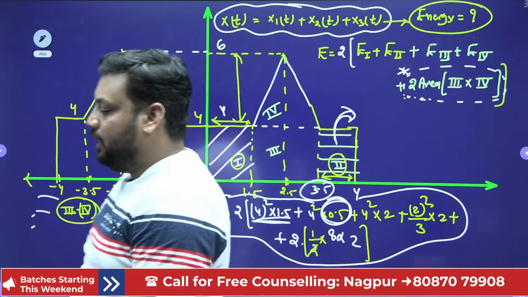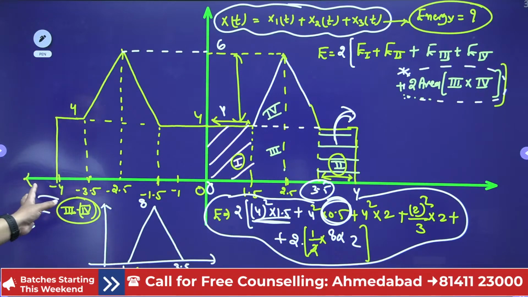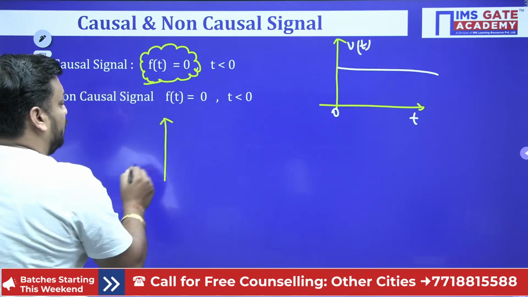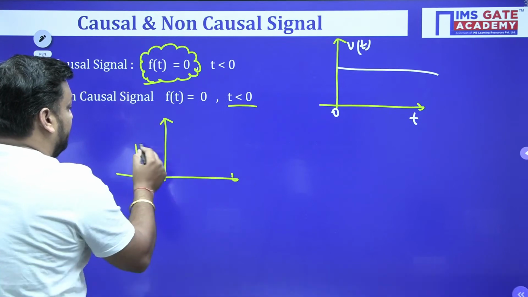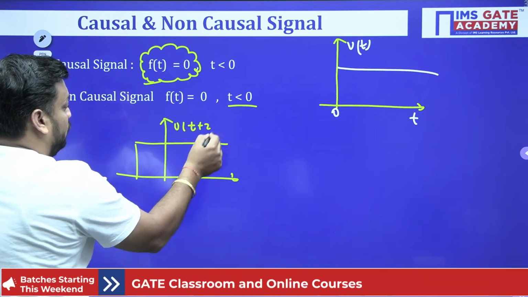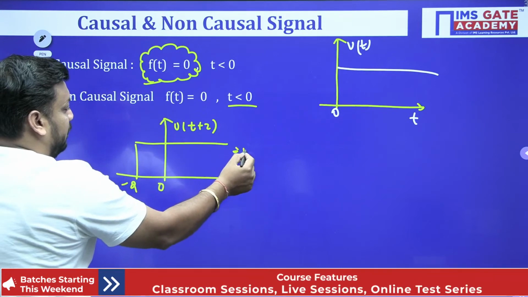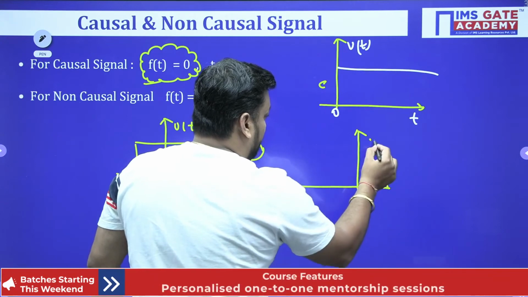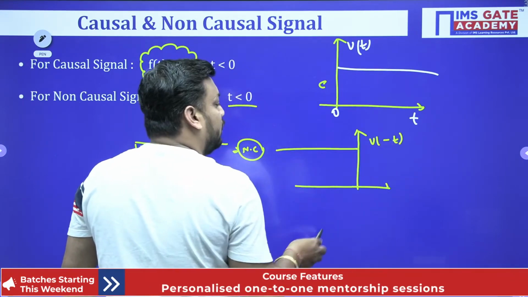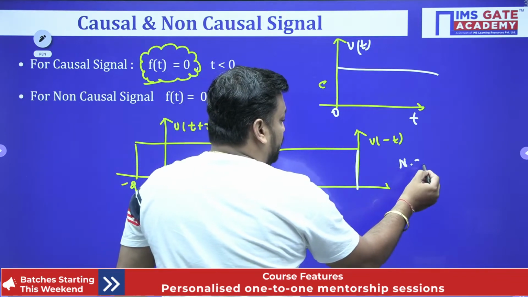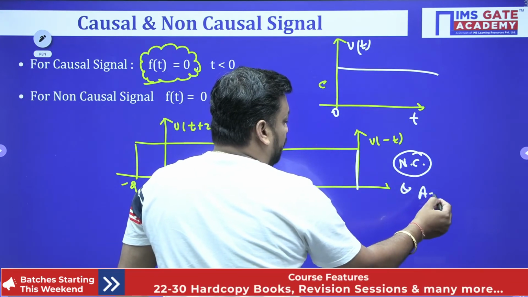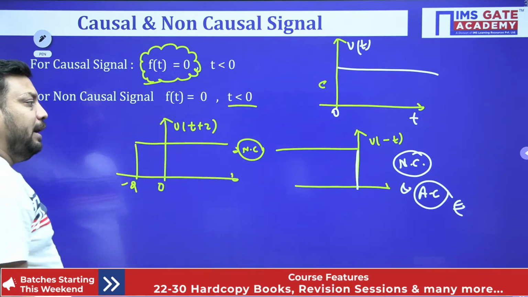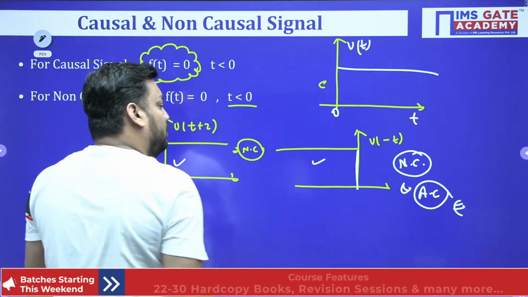Shall we go for the next now? So causal: if I talk about a non-causal signal, it will not contain any value 0 when t is less than 0. If I am writing u(t+2), it is my starting phase minus 2, so it is an example of non-causal. It is an example of causal only. Now if I make u(-t) completely, of course it is non-causal, and it is also anti-causal because it is just the reversal of causal. It means we can say that it is also non-causal, but it is anti-causal.